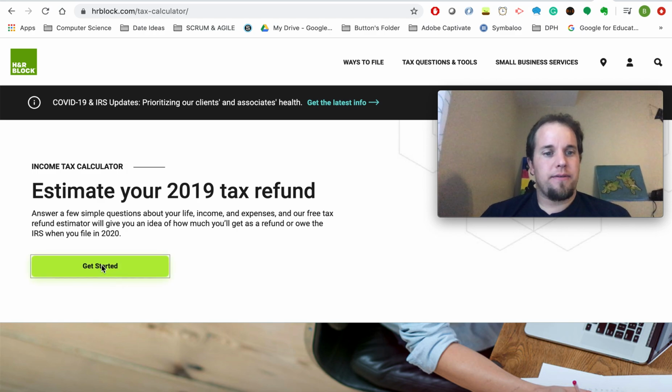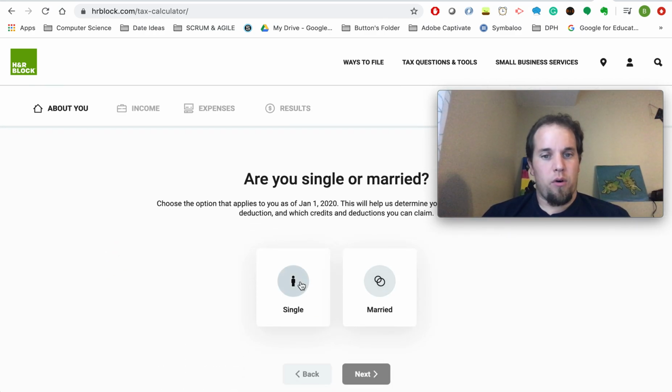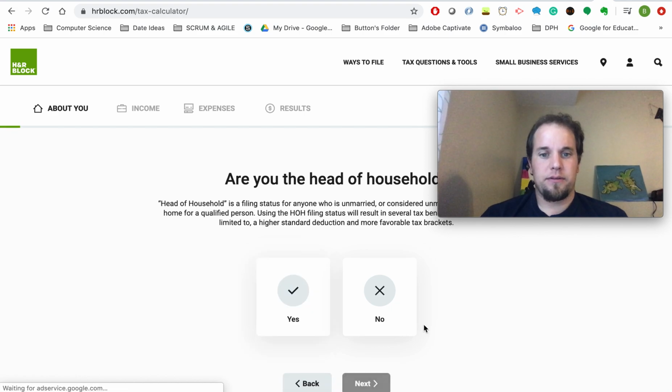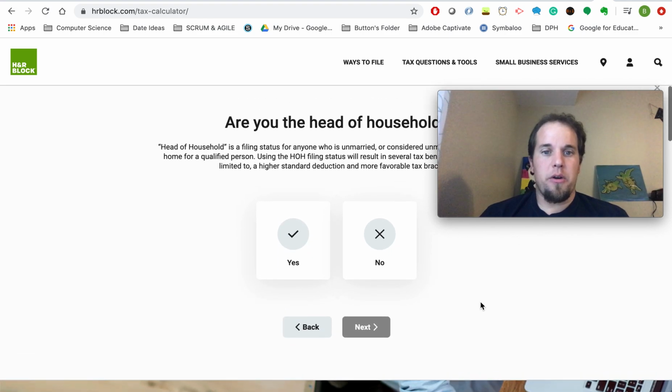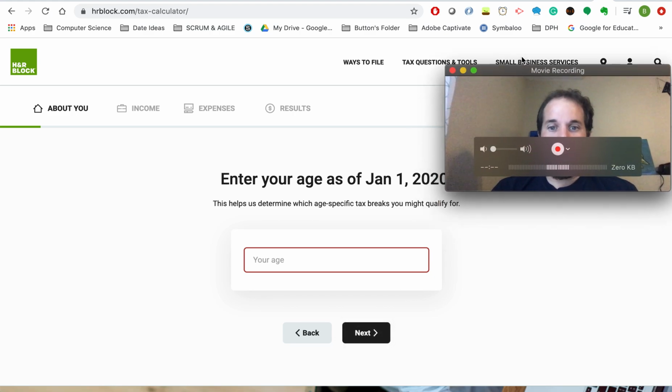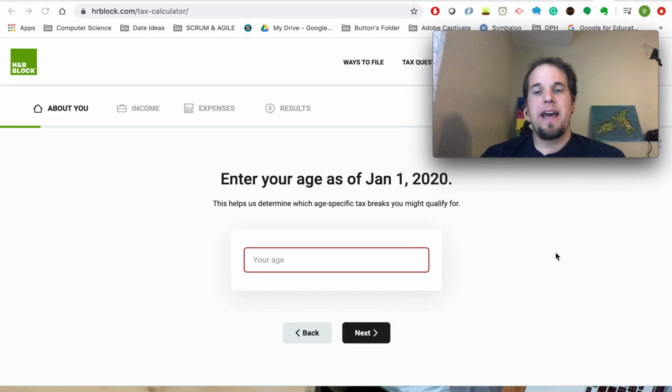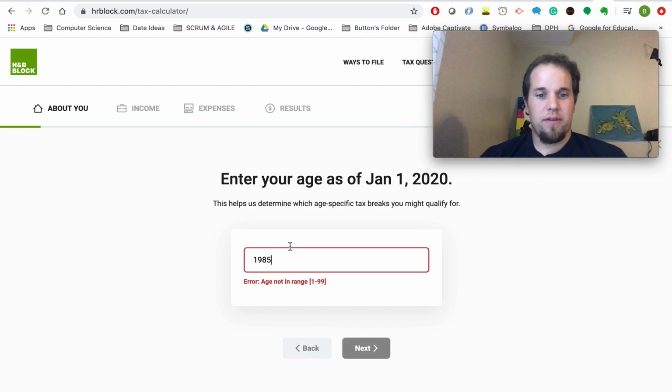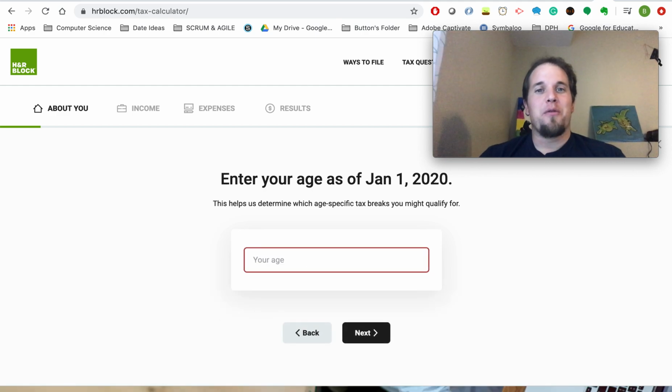So let's get started. Are you single? For your example, yes. Are you head of household? This is referring to if you have any kids and you're a single parent. No. And your age as of January 1st, 2020. Again, we're treating this as if you're age 22. So whatever age that would be as of today, that's what you put in. For my age, 1985. Oh, that would be the year. I want to put the amount of years. So you put 22. And at this current time, I would put 34.